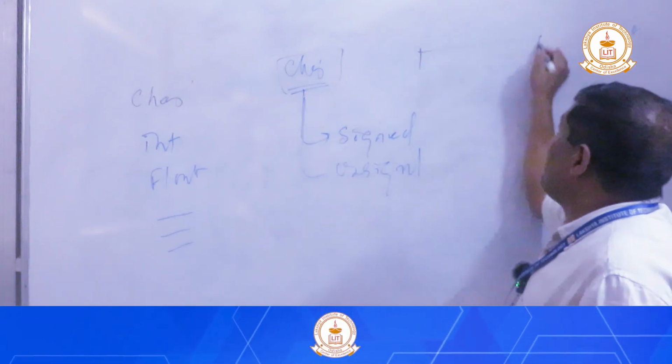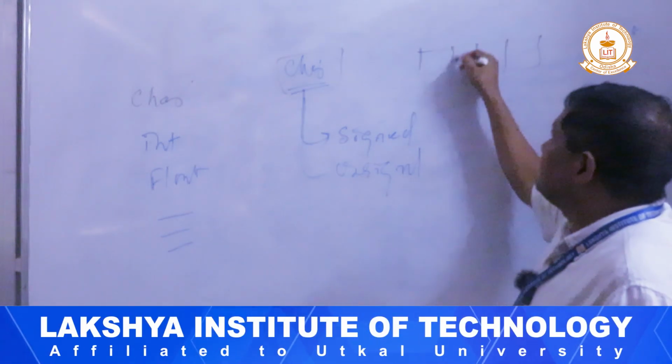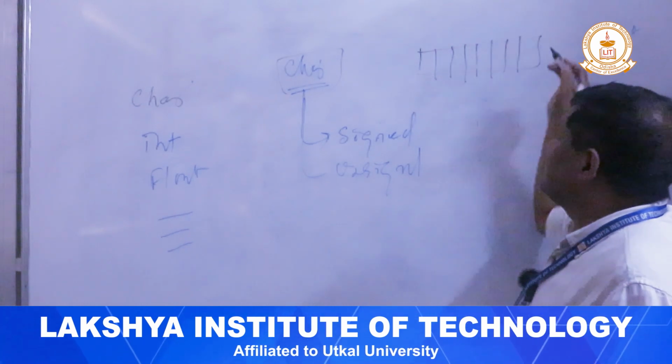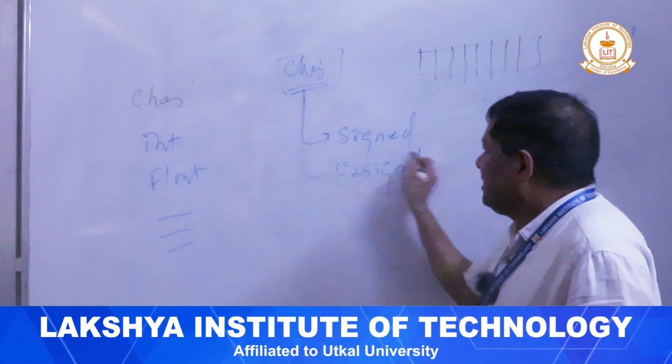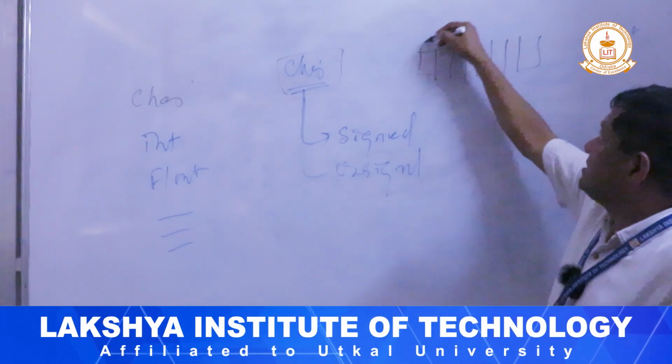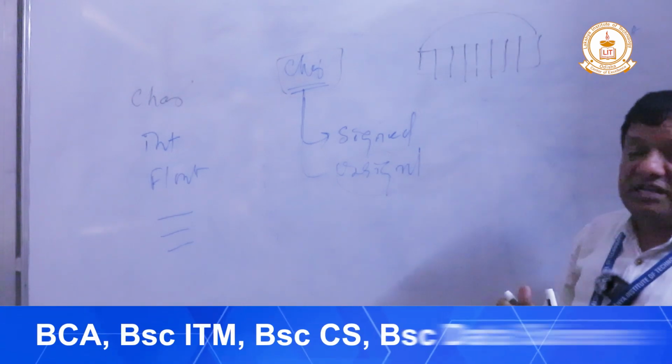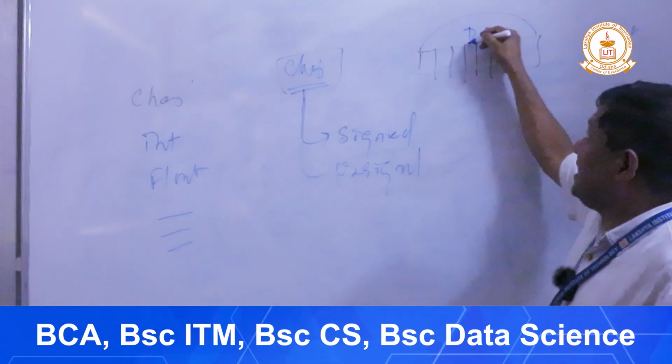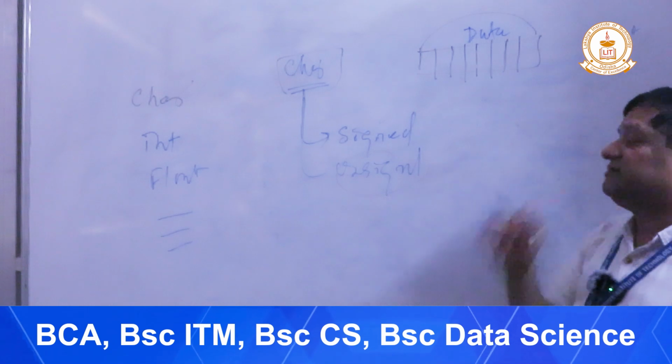I am drawing a box of 1 byte. 1 byte is 8 bits. What is signed and what is unsigned? If it is unsigned, data is stored in the entire 8 bits.